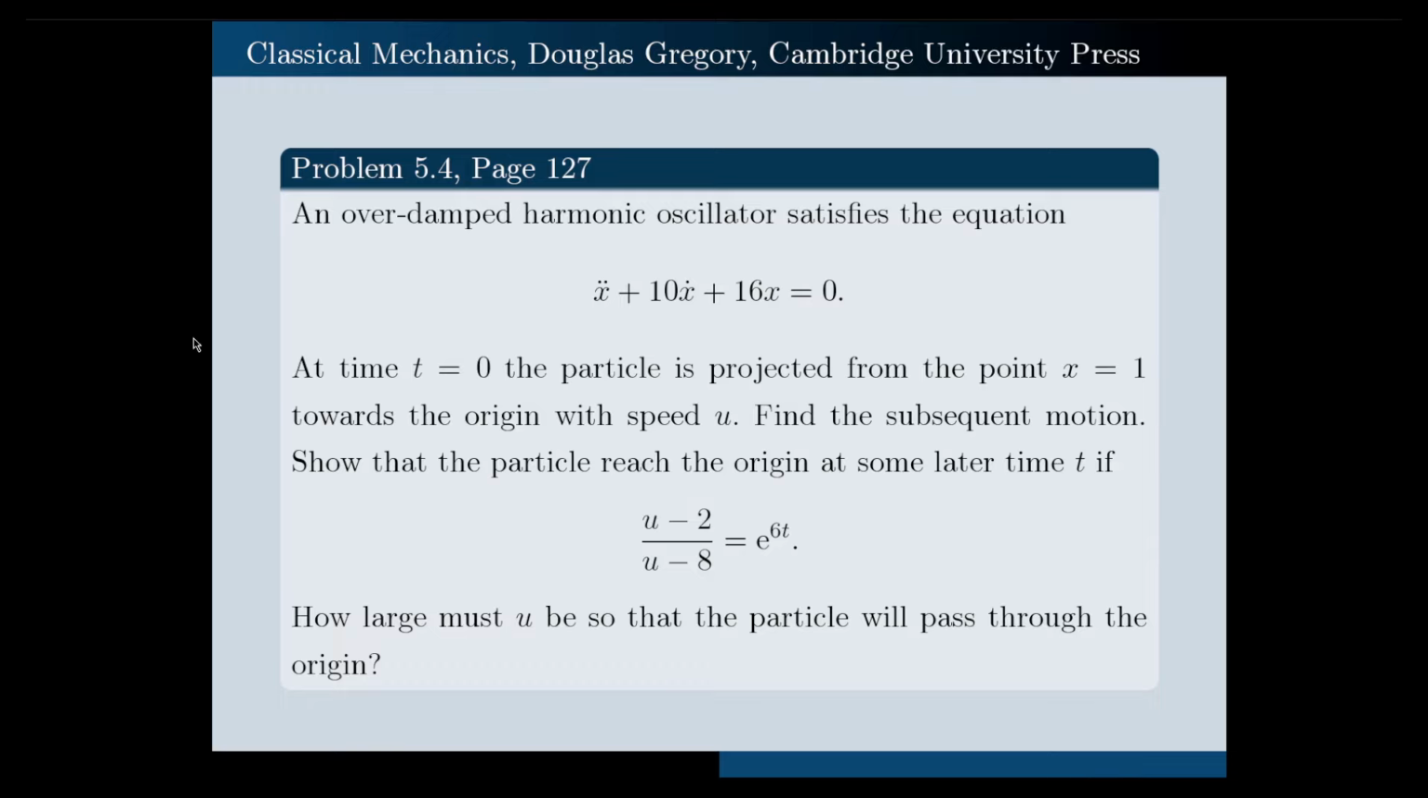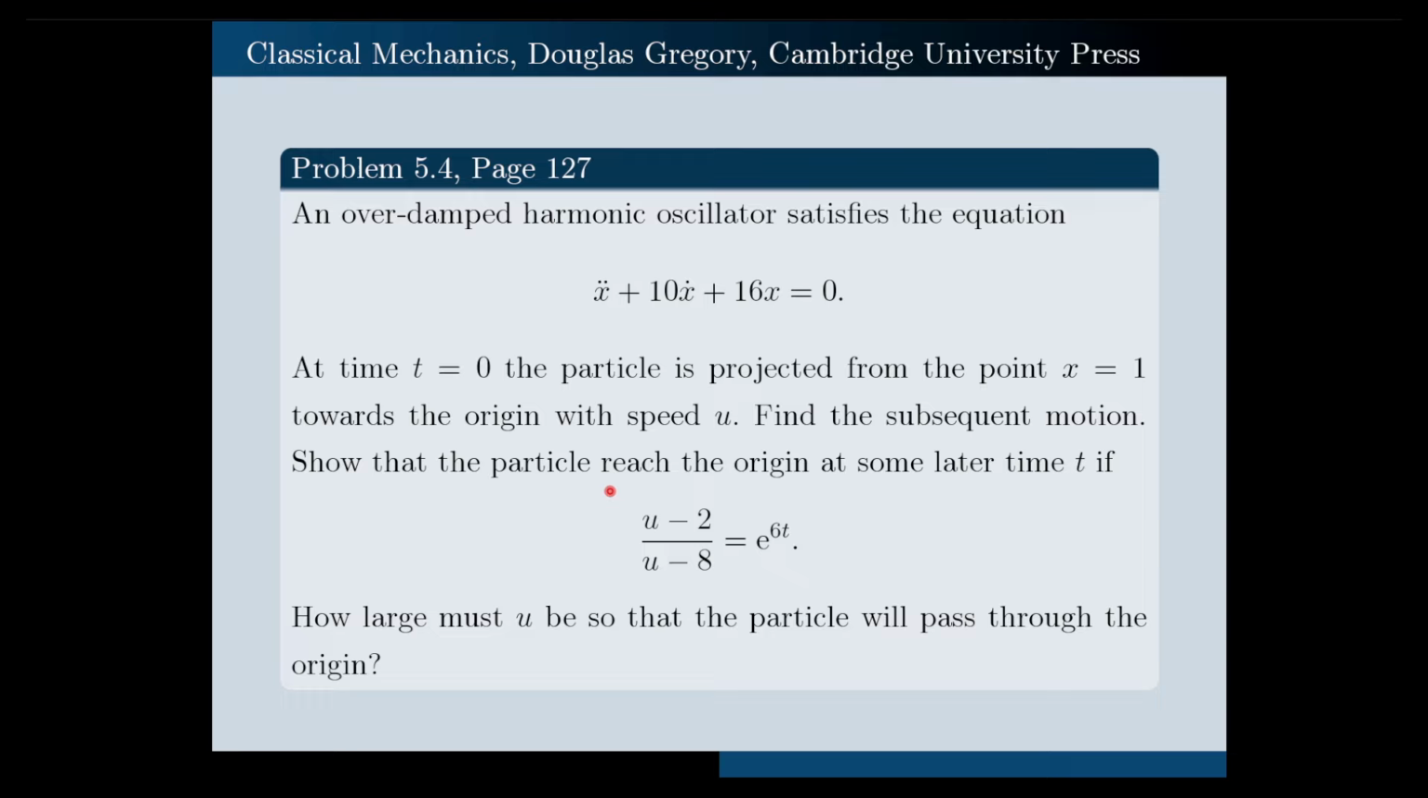Hello, in this video I'm going to solve the following problem for you. An overdamped harmonic oscillator satisfies the equation x double dot plus 10 times x dot plus 16x equals 0. At time t equals 0, the particle is projected from the point x equals 1 towards the origin with the speed u. Find the subsequent motion.